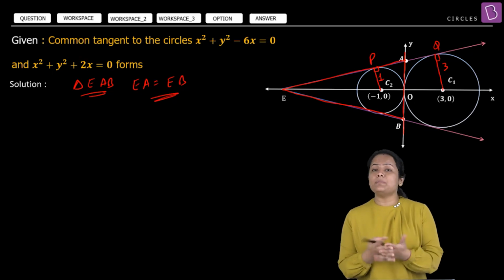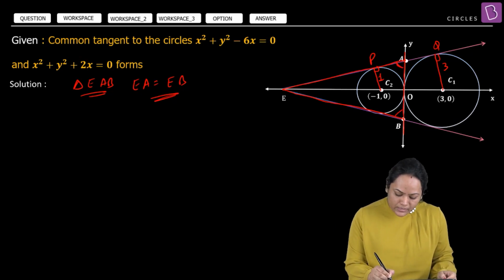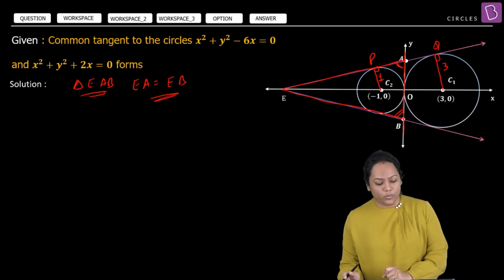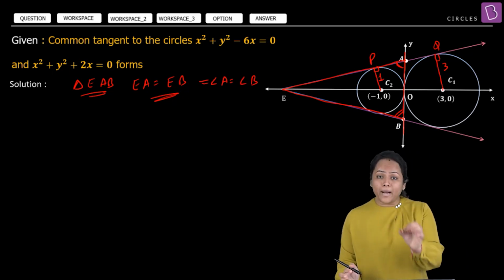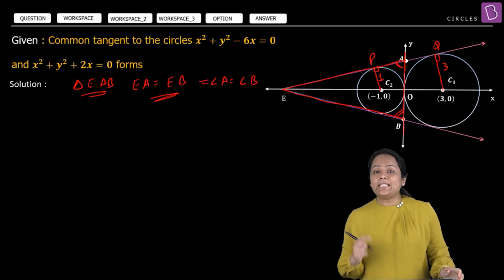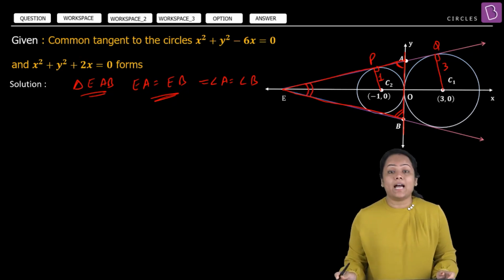See, in this figure, EA will be equal to EB. Isn't it? It's a symmetric figure. We can directly guess that EA and EB will be equal. That means angle A and angle B will be equal, and this triangle is isosceles. But to check equilateral or right angled isosceles, what do I have to find? Well, I have to find the entire angle E.